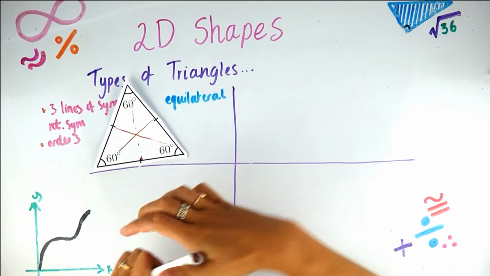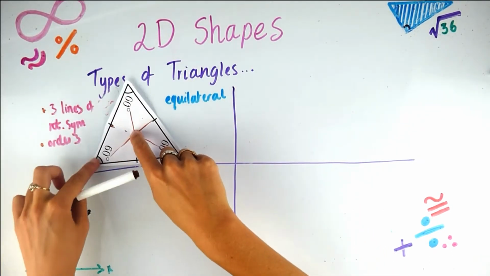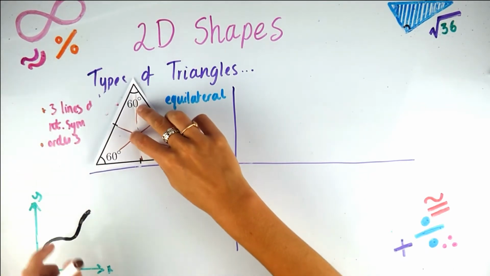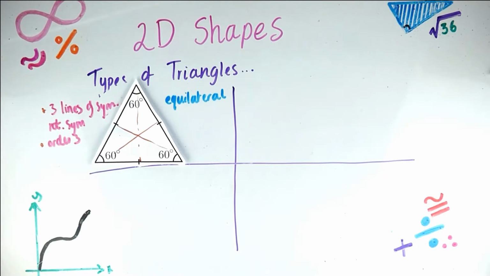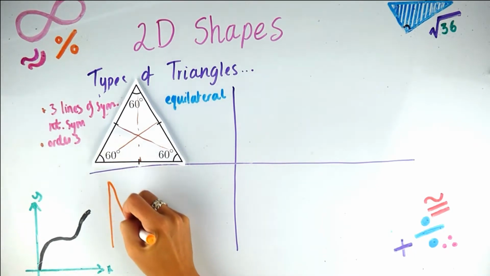And then if we rotate it, you could go to there, same shape, that's 1. There is the same shape, that's 2. And there is the same shape, that's 3. Our next triangle we're going to look at is a right angle triangle.